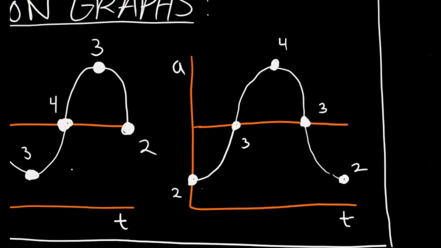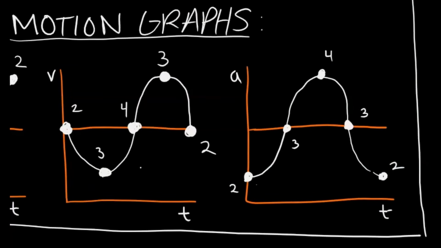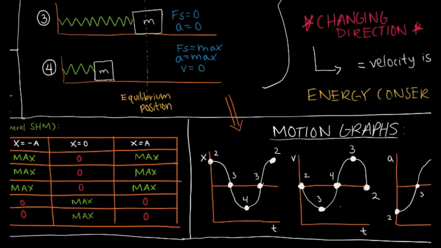Now for acceleration, very similar trends. When it reaches its equilibrium position, there is no acceleration. But when it reaches its endpoints, it has that maximum acceleration. So that's just a quick content review of Simple Harmonic Motion.